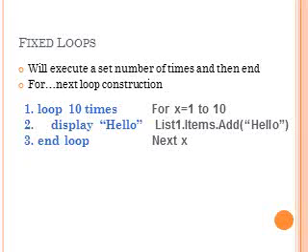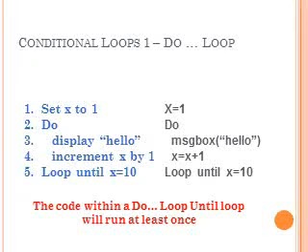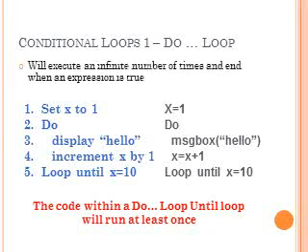Now, the comparison between fixed loops and conditional loops is, while fixed loops will execute a set number of times and then stop, the conditional loop, and in this case it's a do loop, will execute an infinite number of times and only end when an expression is true. So I've used the same program, but I've turned it into a do loop. And what I've done here is slightly wrong. It should have been set x to 0 to begin with, to make it display hello 10 times. This only displays hello 9 times in this example.